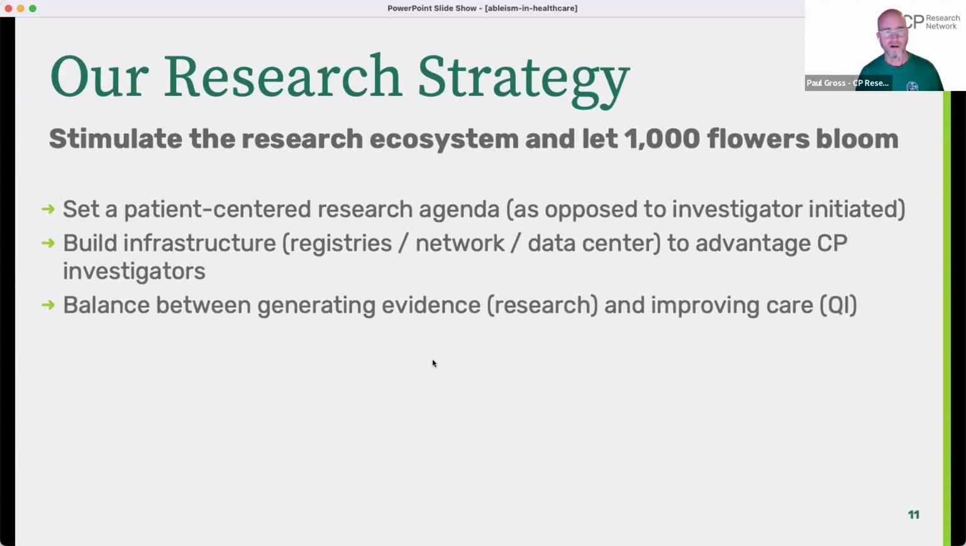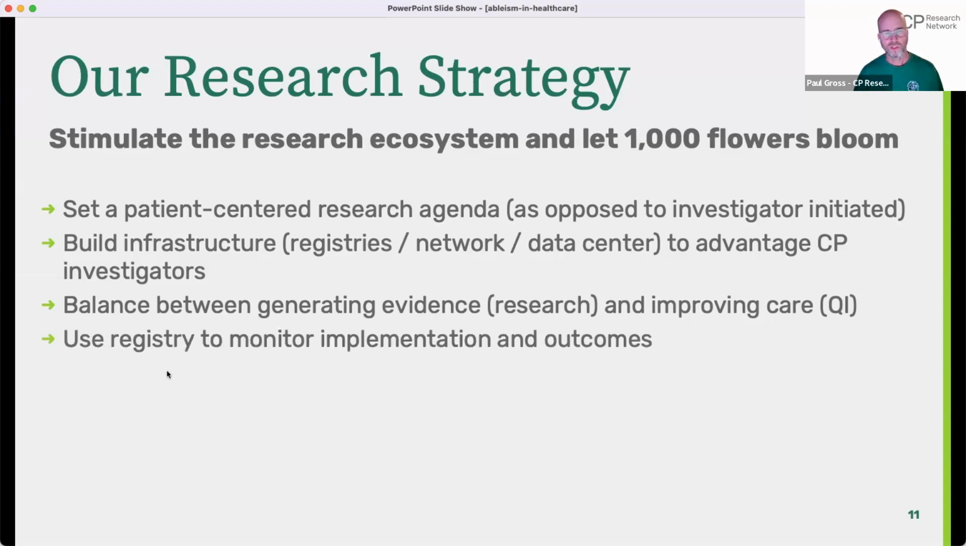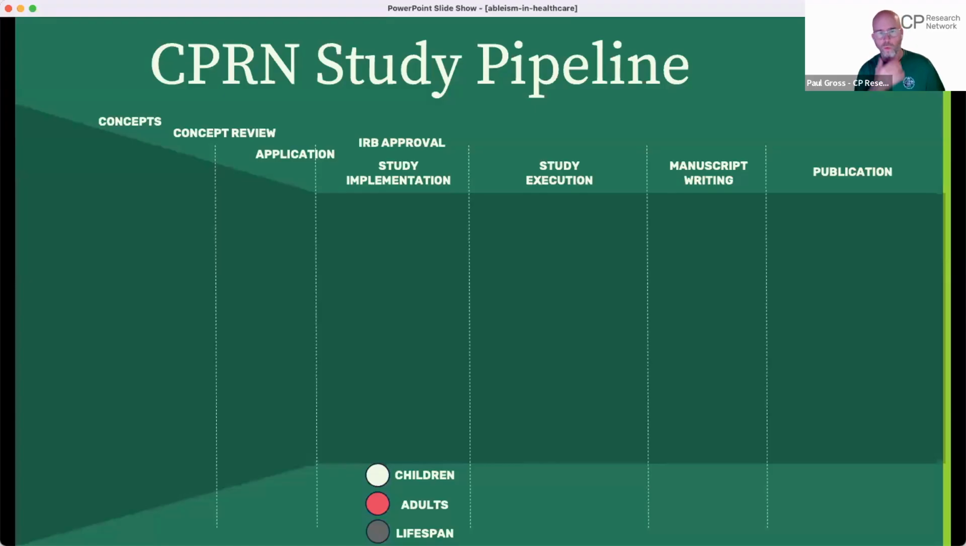And then we try to balance between both generation of evidence, which is new learning, versus just improving care, which is this quality improvement mechanism that I described a little bit earlier. And then we use the registry, this underlying database, to monitor both the implementation of those care improvements and outcomes overall.